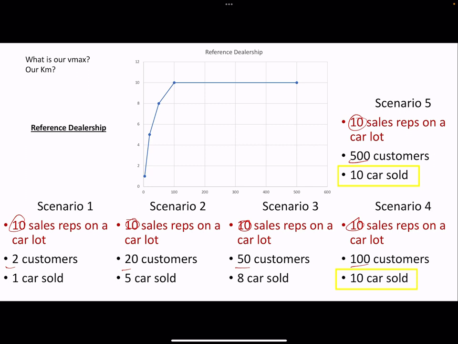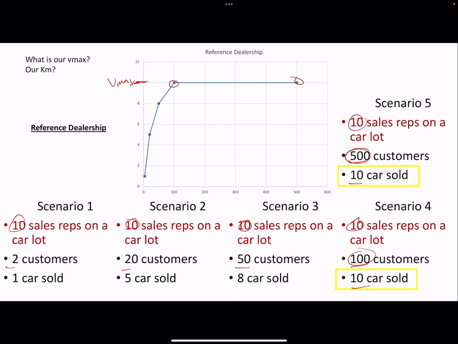And so why have I highlighted this yellow here? The idea is when you have 500 customers versus 100 customers, you're only selling 10 cars. So whether we're here or here, this is our Vmax. This is the most cars that we're going to sell, right? If you have 10,000 customers, you're not going to sell more cars because you only have a certain number of employees, and they can only interact with one customer at a time, right?